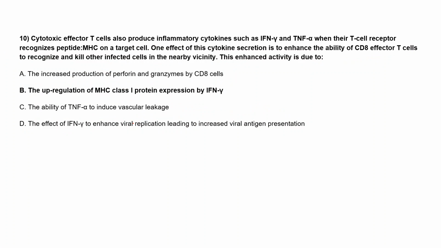But B is the right answer here. Option B is the upregulation of MHC class 1 protein expression. No, there will be no upregulation of MHC class 1 by the T cell's own action; it will remain the same. IFN gamma will not increase this, whereas TNF alpha can upregulate MHC class 1. They have these inflammatory activities, so they will increase the inflammation and all.